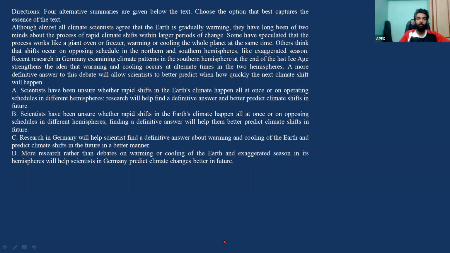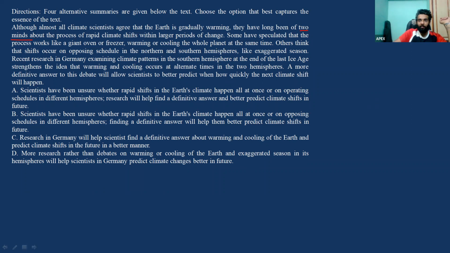Right, so now if we look at this particular question, we can see that the climate scientists have kind of agreed that the Earth is gradually warming. But they've been of two minds about it. They've been in doubt between two things, and they're not really sure about the process.